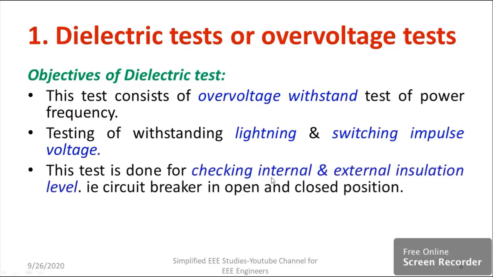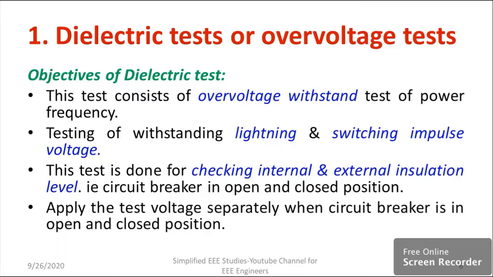This test is done for checking the internal and external insulation level. We can make sure whether the internal as well as external insulation levels are proper or not. We can make sure of that particular parameter. So that is why we conduct this test. Apply the test voltage separately when the circuit breaker is in the open and closed positions. That's the main procedure for doing this particular test.